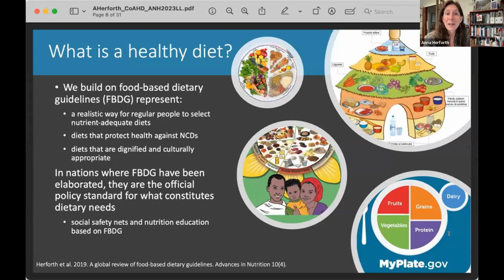And that is by food groups and proportions between food groups, and guiding people to select a variety of food items within different food groups. And that these diets would also be protective of health against non-communicable diseases, as well as palatable and dignified and culturally appropriate. And so we use these definitions and rest on these guidelines a lot because, first of all, they're a functional way for people to choose healthy diets, but they're also official policy standards on what constitutes dietary needs in the countries where they've been developed.